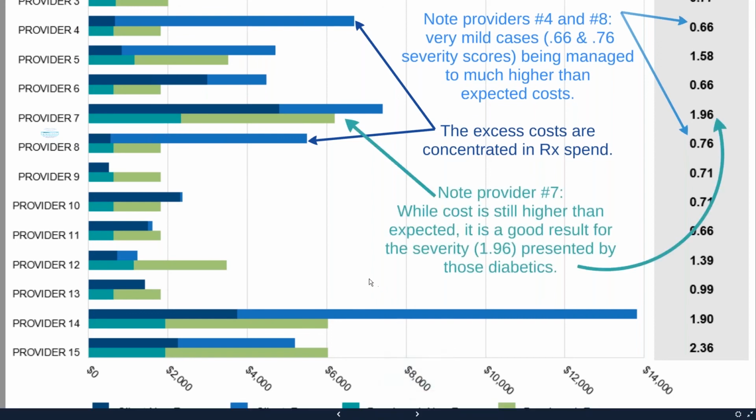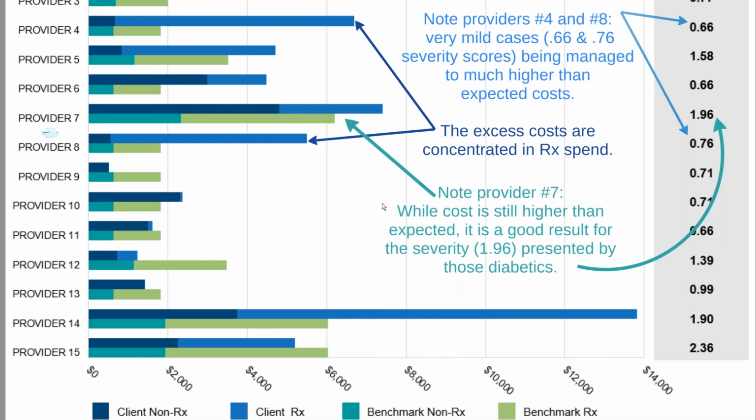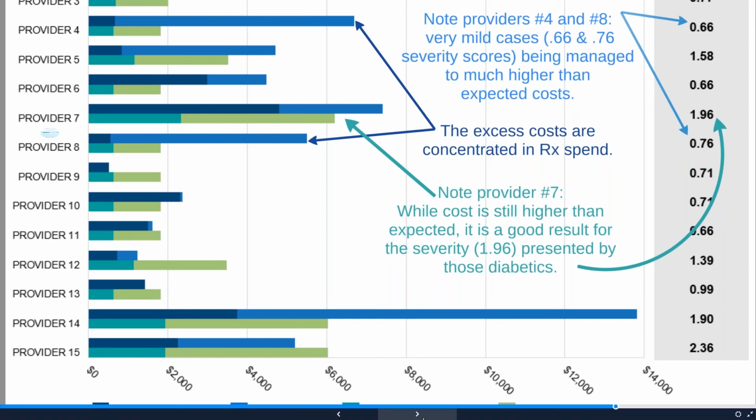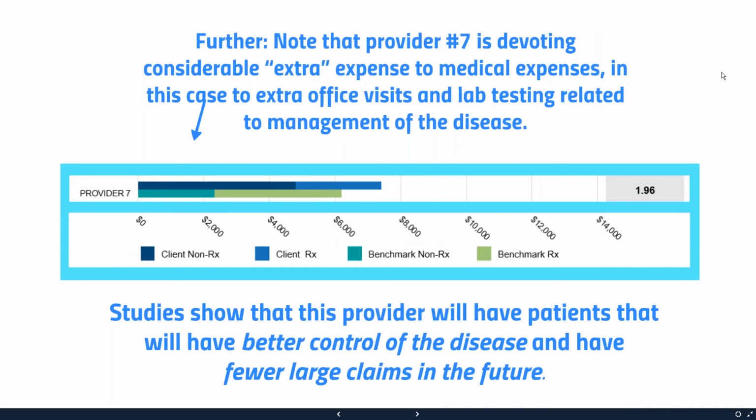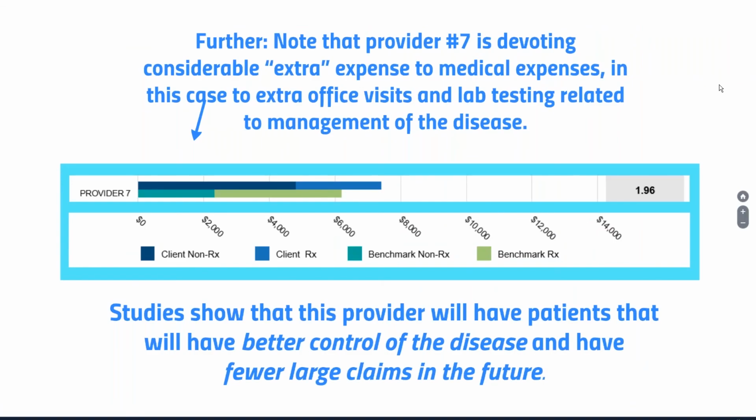Additionally, provider 7, while cost is still higher than expected, it is a good result for the severity presented for those diabetics. So in other words, they are managing a much riskier population, and they are actually managing them rather than assigning out scripts. So, in short, for provider 7, they're devoting considerable extra expense to medical expenses.